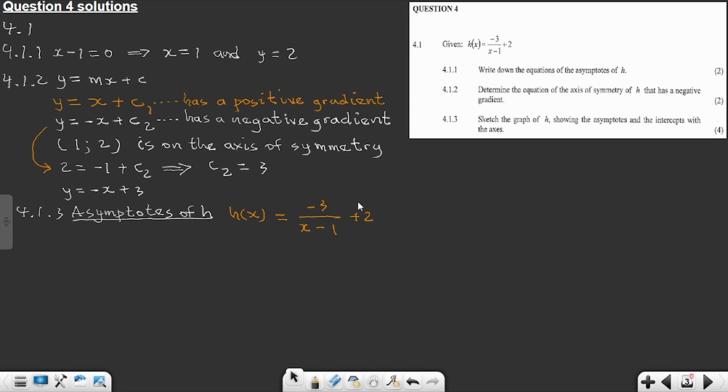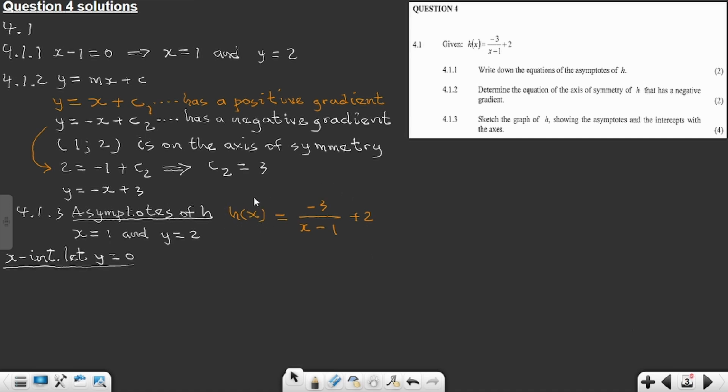So this is h of x. We need the asymptotes of h. So you have the vertical asymptote at x = 1. Do you remember from question 4.1.1? And you have the horizontal asymptote, which is y = 2. What else do we need in order to sketch the graph of h? We need the x-intercept. To find the x-intercept, you let y equal to 0, because you know at the x-intercept, y is equal to 0.